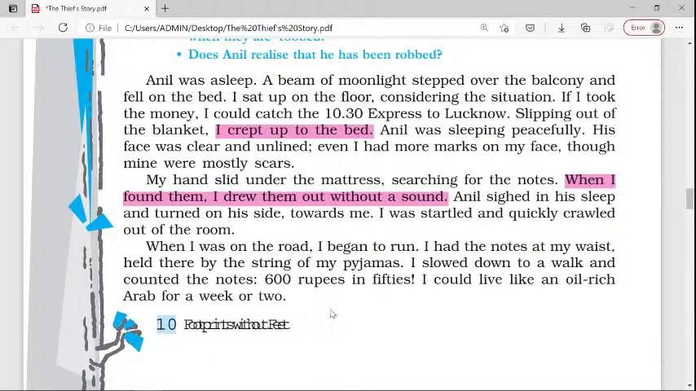When I was on the road, I began to run. I had the notes at my waist, held there by the string of my pajamas. I slowed down to a walk and counted the notes. 600 rupees in 50s. I could live like a well-rich Arab for a week or two. 600 rupees in 50s means 3000 rupees, right? Or 30,000 rupees, sorry.